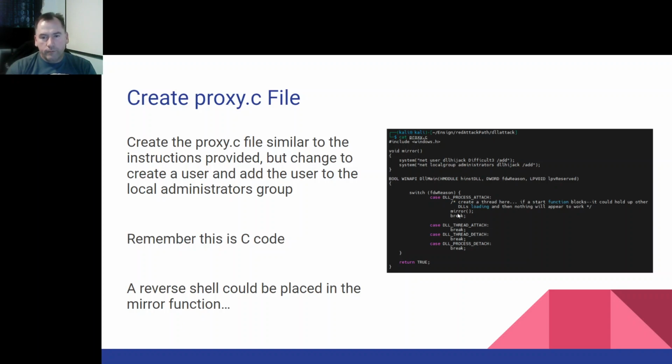I could also put mirror inside of DLL thread attach or DLL thread detach or DLL process detach, depending on when I would like the code to be executed. Normally I wouldn't run system commands up here. I'd probably build a C reverse shell and put it in the code for mirror. But this is just a proof of concept, so I quickly did this.